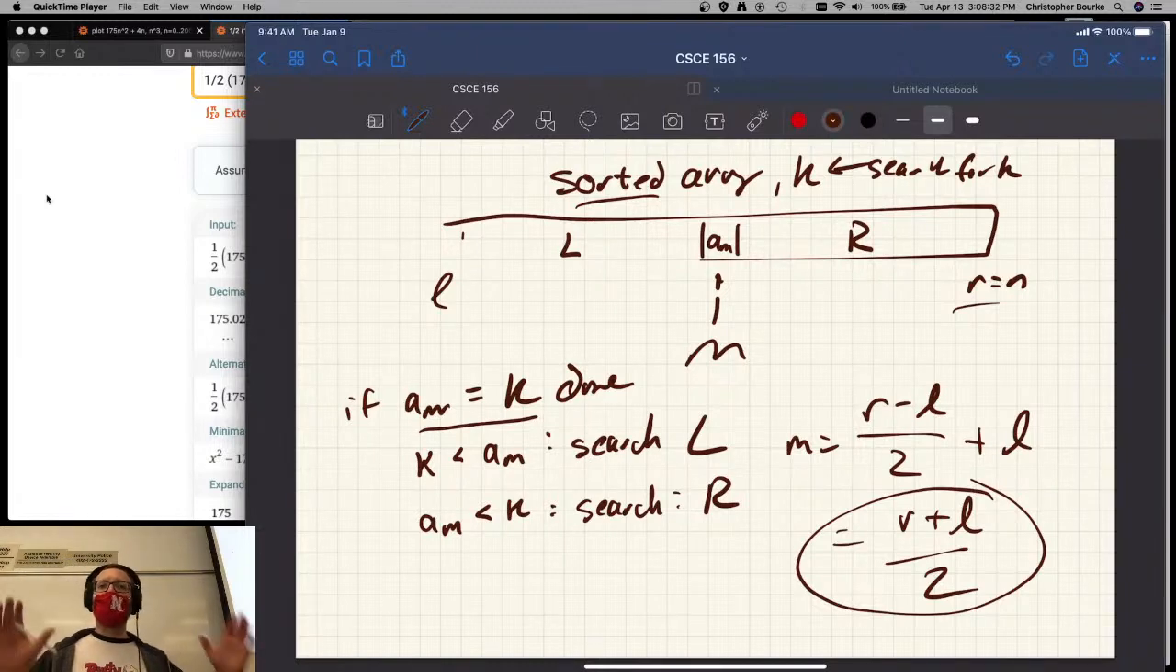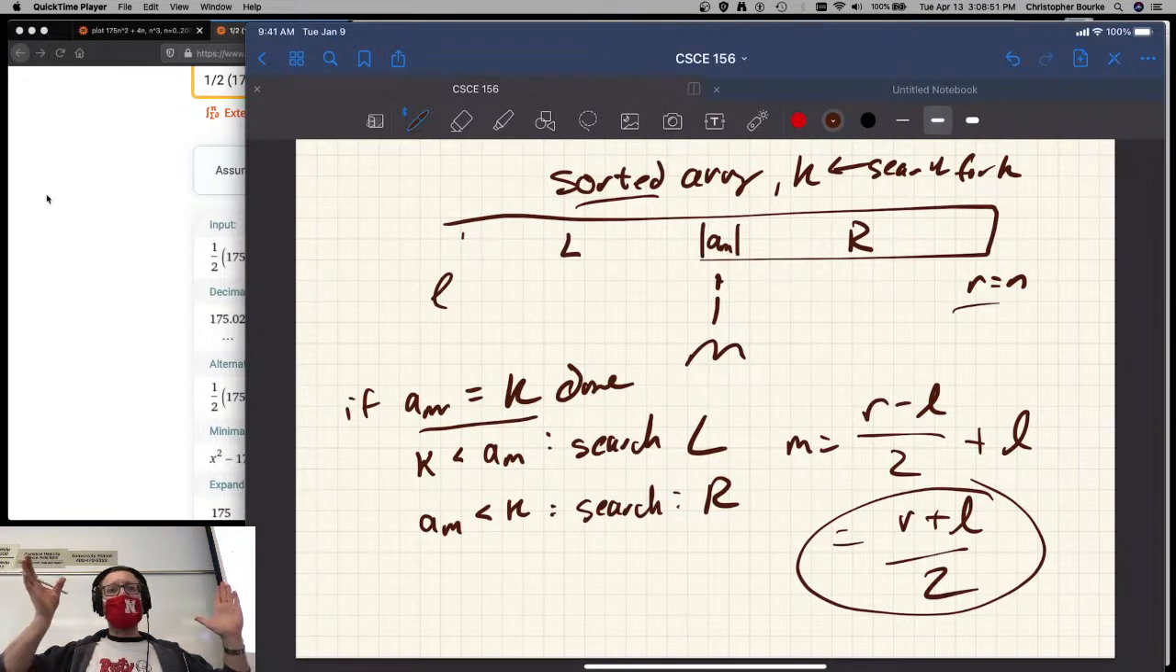Because what if both your indices are very large? 2 billion and 2 billion. 2 billion plus 2 billion, that overflows an integer, right? L and R, 2 billion, that's representable, but 4 billion is not. So you end up with a negative value, divide by 2, it's just a less negative value, and now you are trying to access an index value that's negative, right?